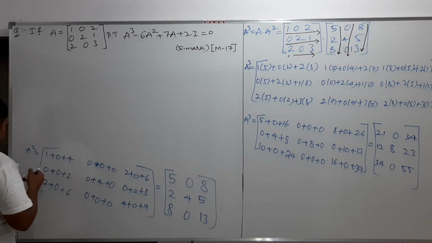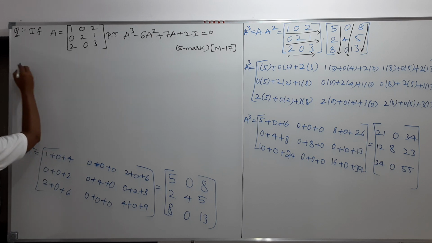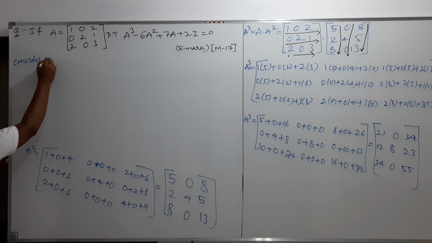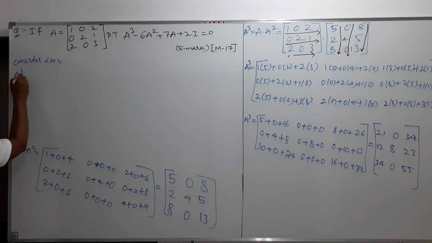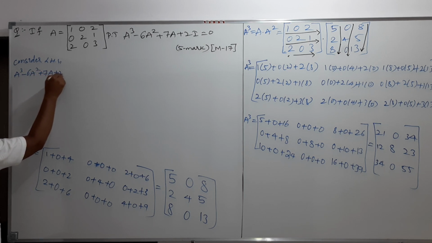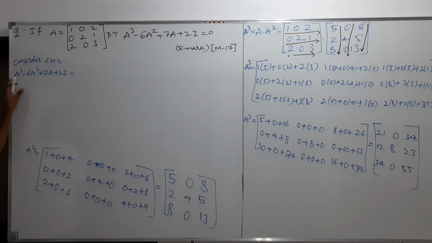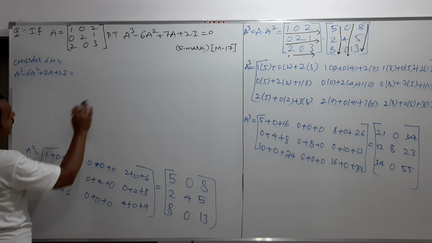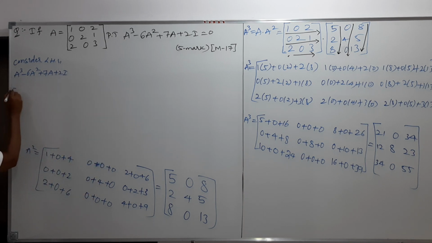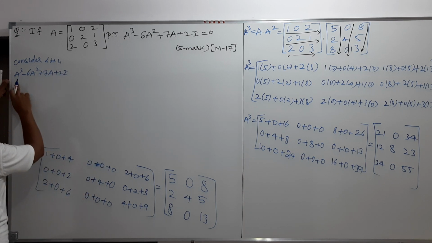Let us consider, my dear friends, this part. Consider LHS. So what is LHS? A cube minus 6A square plus 7A plus 2I. So substitute all these values. So what is A cube, my dear friends? I don't have sufficient space, so I write here. What is the A cube value?